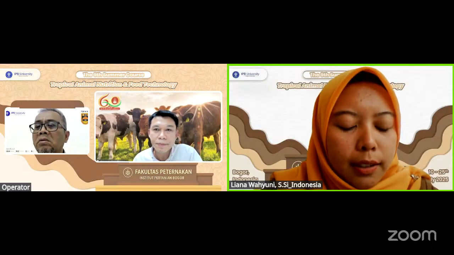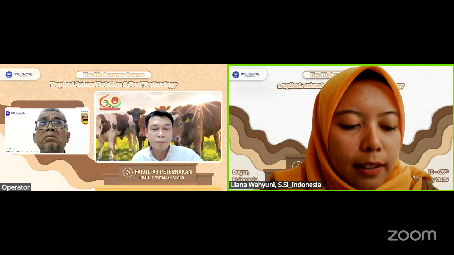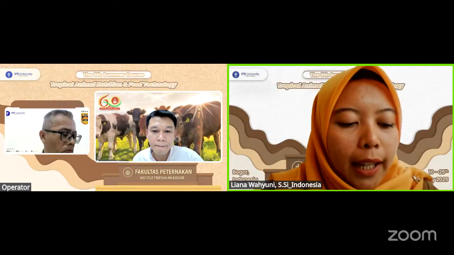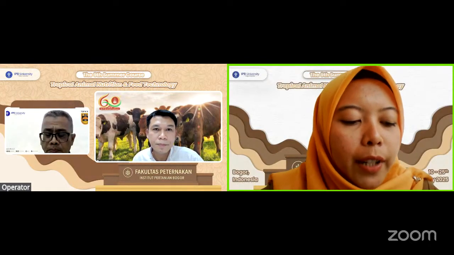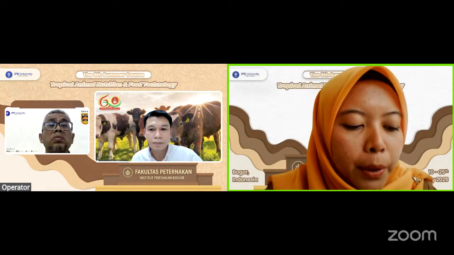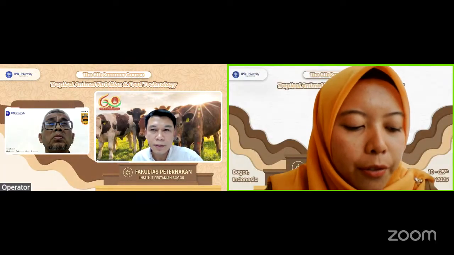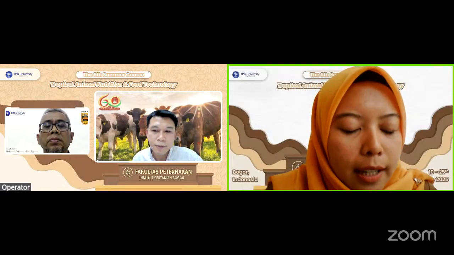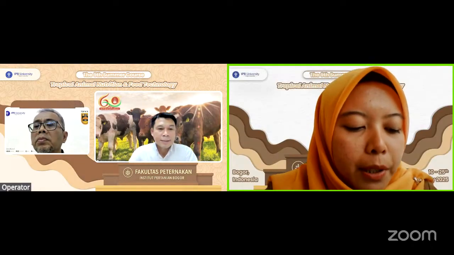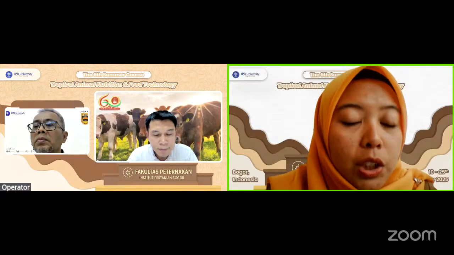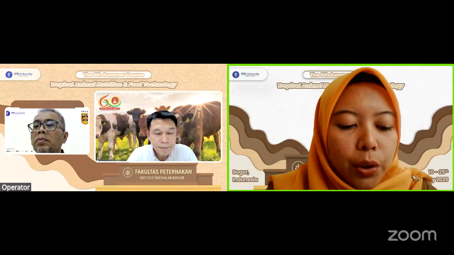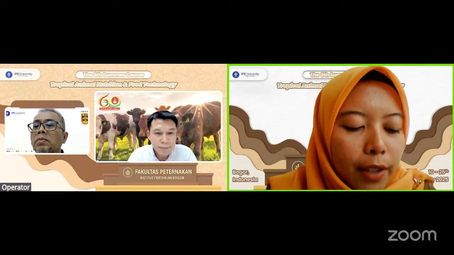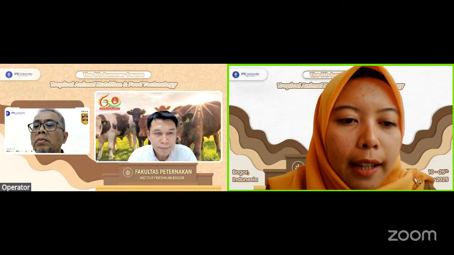So, sir, every plant contains secondary metabolites, including tannin, saponin, flavonoid, and others. As far as I know, these compounds have several benefits for livestock, such as reducing methane emission, antioxidant effects, and so on. However, these compounds can also be anti-nutrients. So my question is, at what percentage do these compounds become anti-nutrients?